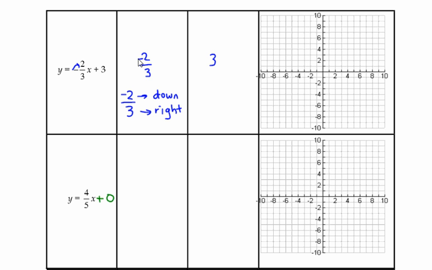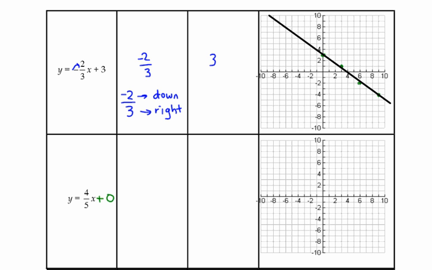Okay, Johanna, what did you plot first? 3. And now we go down 2, right 3, down 2, right 3. So your graph should look, hopefully, something like this. Yes, so it's falling because we had a negative slope. Just grab your ruler, connect the line.